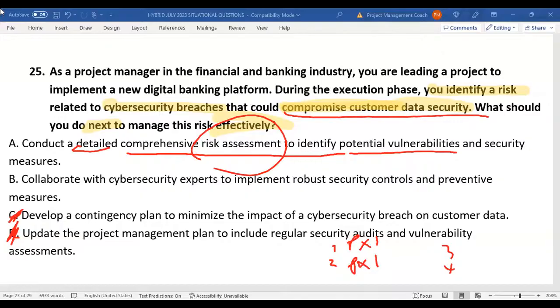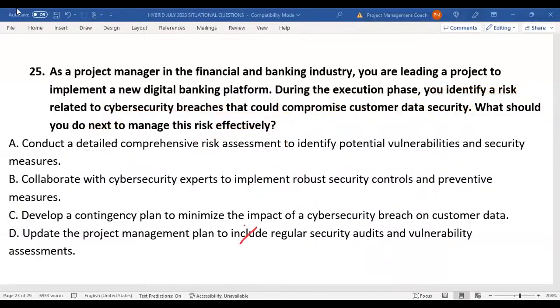Well, B says collaborate with cybersecurity experts to implement, ASAP, robust security controls, and preventive measures. You're going to prevent this from happening. That's what you need to do, because this is a cybersecurity risk. You need to prevent it from happening. You need to be aggressive, right? So D is presumptuous, C is reactive. A, conduct a detailed, comprehensive risk assessment. Detailed?